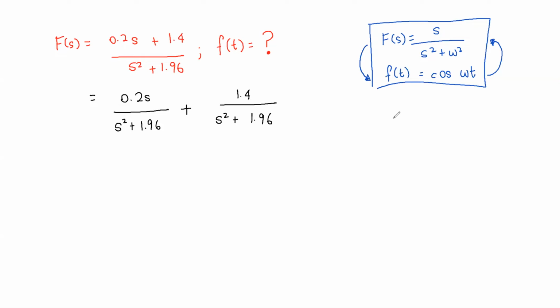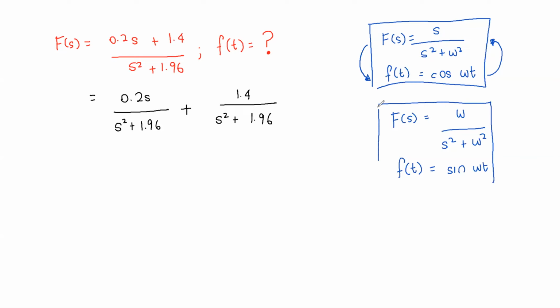The next pair is F(s) equal to omega over s square plus omega square. When you have this function in the spatial domain, the function in the time domain is sine omega t. So this is another pair, which indicates that when you have this function in the time domain and do Laplace transform, you will get this function in the spatial domain, and with the inverse transform, you will get the original signal in the time domain. Okay, we are done with that.